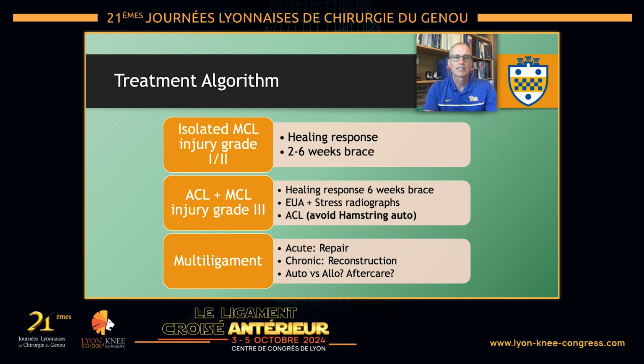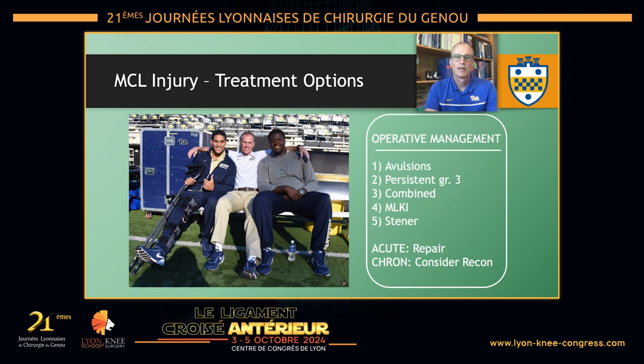The algorithm goes like this. So healing response, 2 to 6 weeks in the brace, depending on the severity of the injury. And then for ACL plus MCL, maybe grade 3 injury, 6 weeks in the brace. I lock the first couple of weeks in extension. You can do EUA and stress radiographs. And in my case, I do not use hamstring grafts when I have a high-grade MCL injury. In the multi-ligament, in the acute setting, I try to repair. In the chronic, there's reconstruction. So operative management is reserved for avulsions, persistent grade 3s, combined lesions with great instability, multi-ligaments, and the so-called Stener lesions.